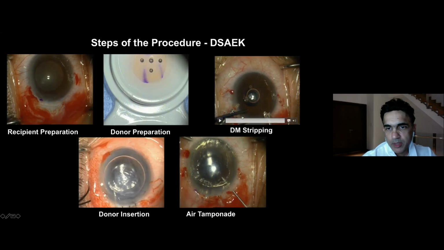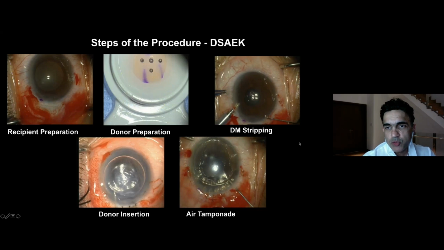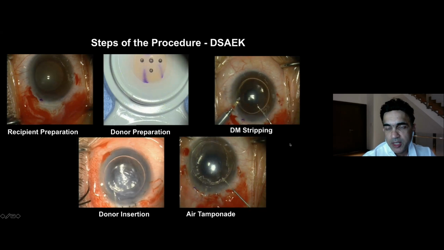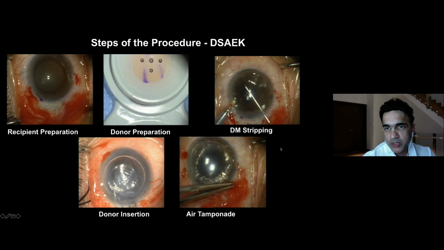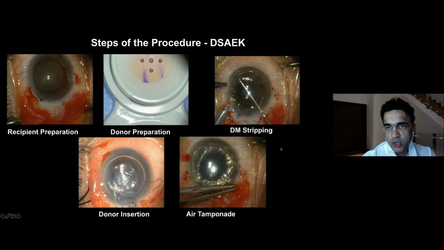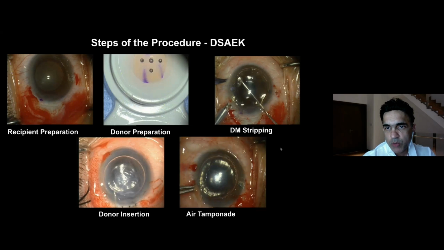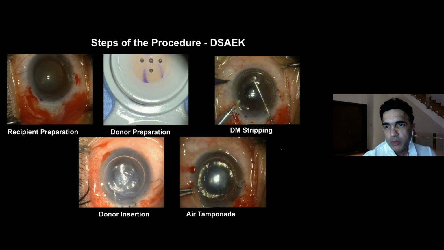Then the next bit of the procedure is stripping off the diseased endothelium or the diseased Descemet's membrane and the endothelium. Typically, we like to perform this under air. You can see you get very good visualization of the Descemet's membrane. You score initially around the outside where you're going to do the stripping. Now, the stripping is quite important, depending on whether you're doing DSAEK or DMEK.